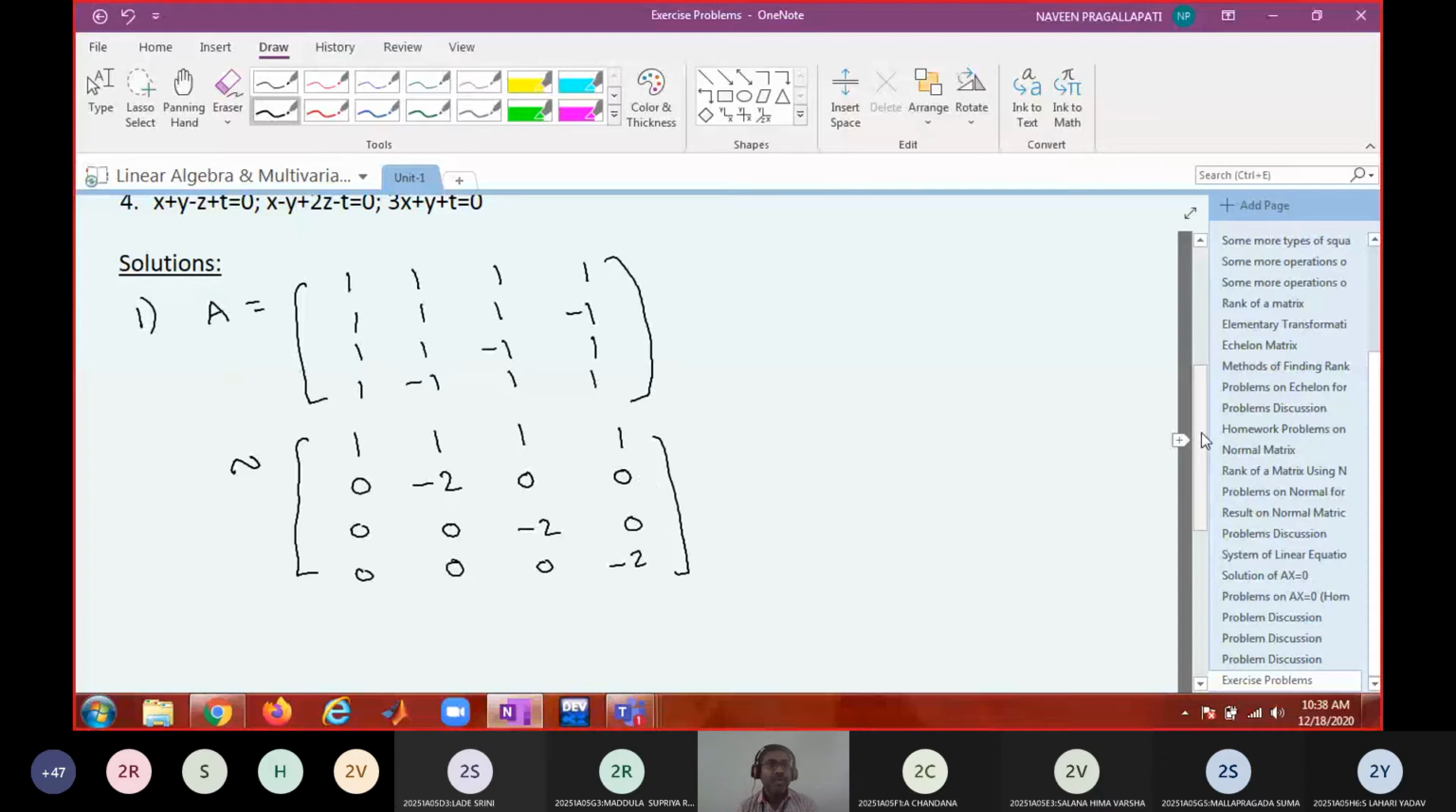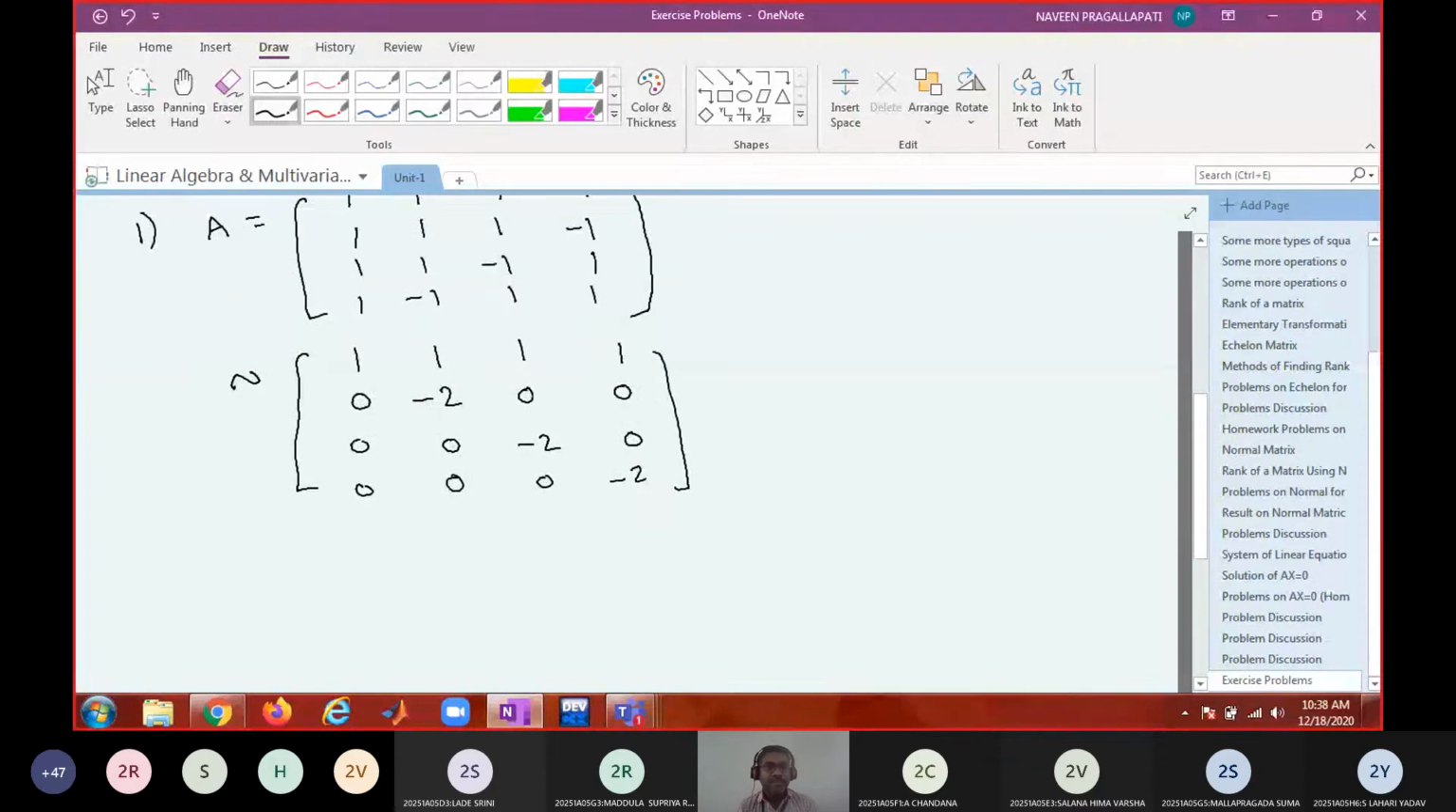So all of you should get rank 4. Whether you get exactly these elements or not doesn't matter, because it all depends upon how you are applying the row operations. But all of you should get the rank 4. That is the key point in this discussion. Is that okay? All of you got rank 4. Yes, sir, rank is 4.